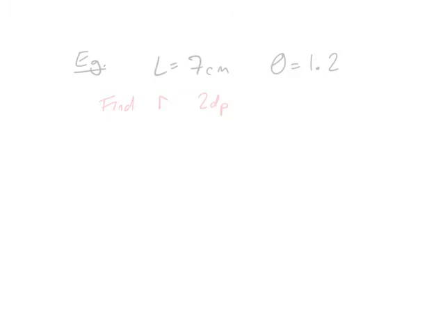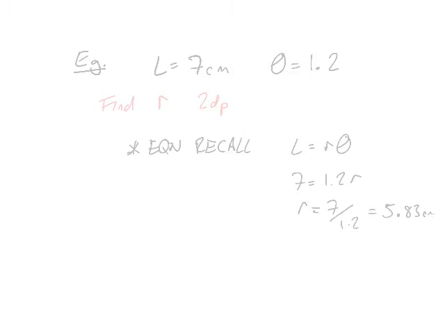Okay, so we'll start off with a nice straightforward example like you would find in question 1. We're given the arc length and we're given the value of the angle, and this is in radians, remember. So the first thing we're going to do is recall our equation. L equals r theta. We're going to substitute in 7 for L and 1.2 for theta, and we're going to find r, and it is that simple. It's a really nice straightforward equation, and all you're going to be doing is rearranging it. So those first 3 questions are straightforward.